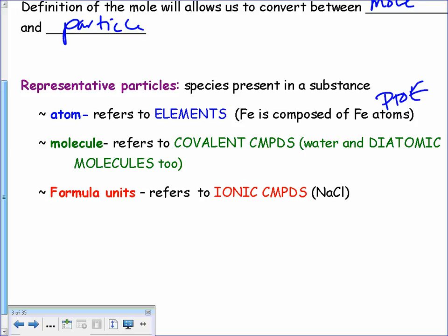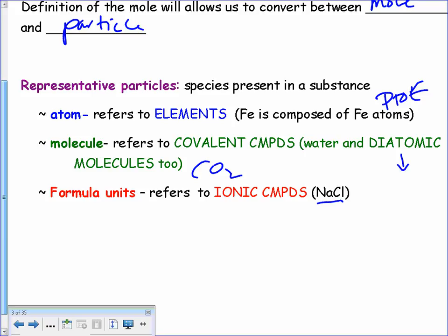And then we have 2 more particles, molecules and formula units. And so 2 examples would be sodium chloride, and a good example of a covalent compound would be carbon dioxide. Okay. The diatomic molecules are, this is my note to myself.